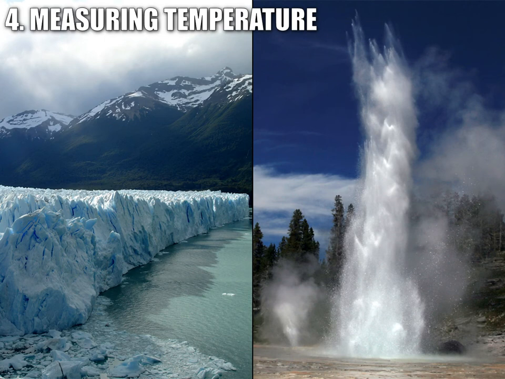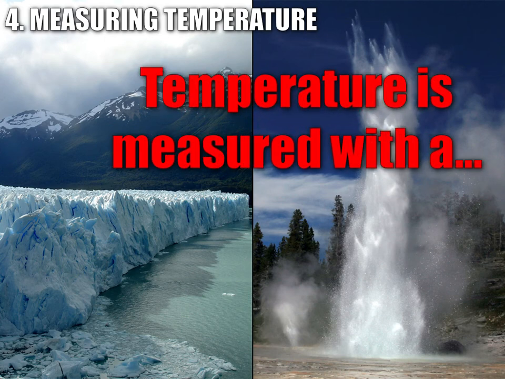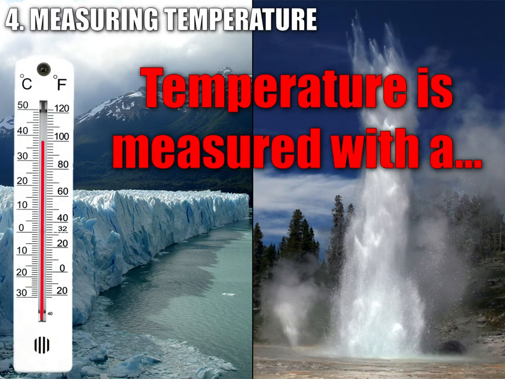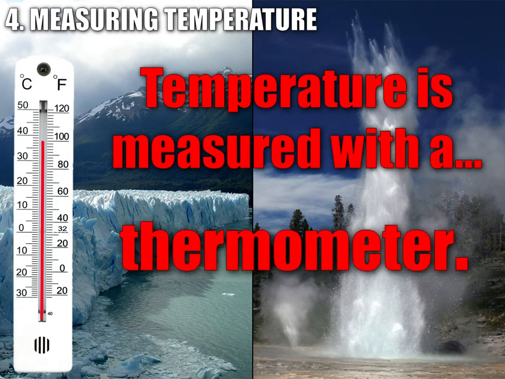Now that we know what temperature is, let's talk about measuring temperature. Temperature is measured with a thermometer. The idea is that the molecular motion of the molecules bouncing around will then collide with this liquid inside this tube, and the faster the molecules are moving, the higher the liquid will rise. And the colder the molecules are moving, the lower it will go.